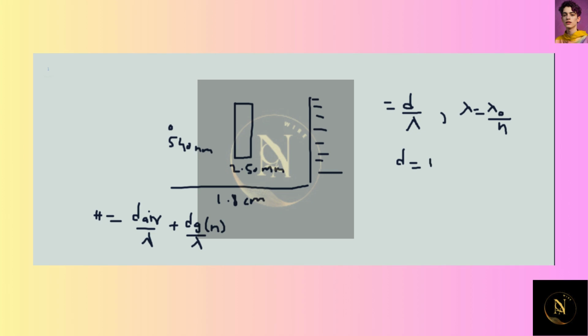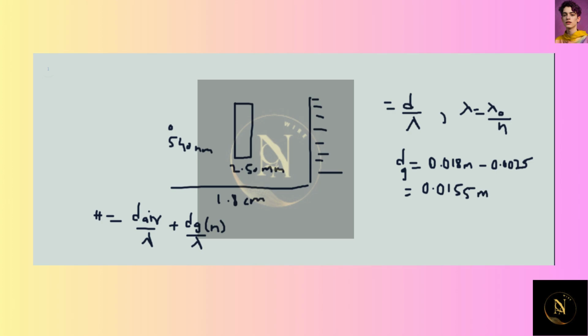So the total distance we have is 0.018 meter minus the distance of the glass. The glass distance is 0.0025. If I subtract this, the distance in air I get here is 0.0155 meter.